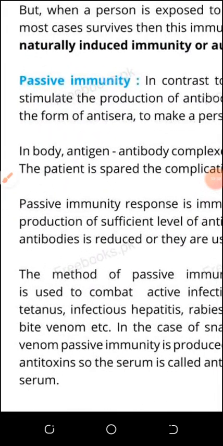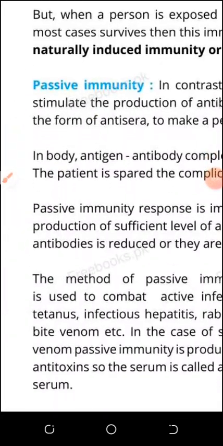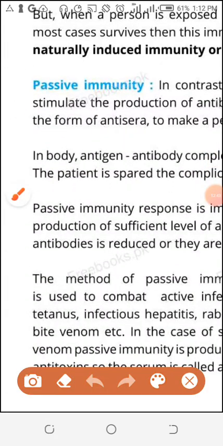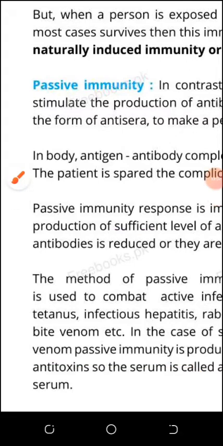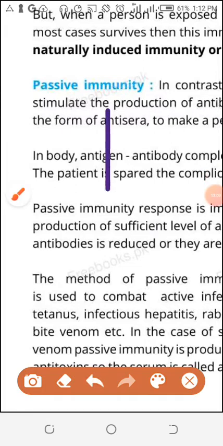So passive immunity, this is very simple. There are two ways by which you can treat a disease. One is to activate the immune system in the body. You activate the full system, meaning lymphocyte T will activate lymphocyte B, and plasma clone cells will form the antibody. Another option is that you enter antibodies directly into the body.